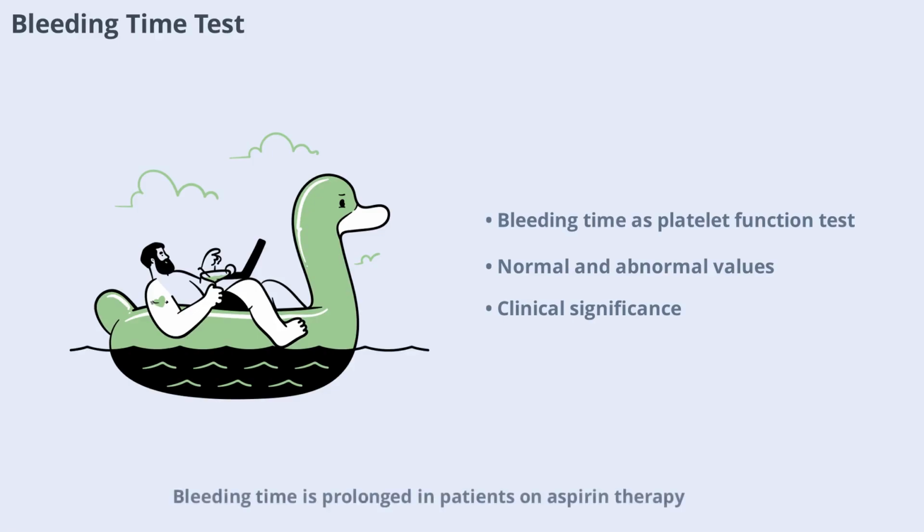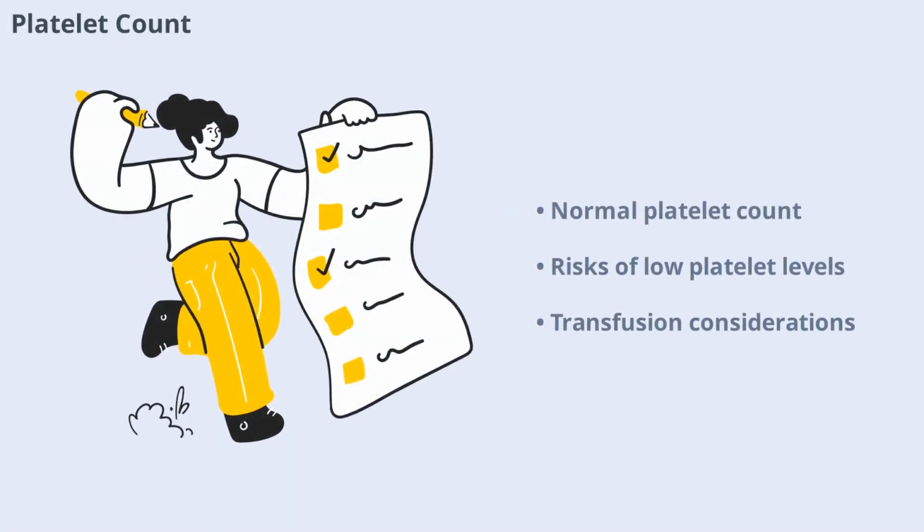Bleeding time is prolonged in patients on aspirin therapy, those with thrombocytopenia, von Willebrand disease, and platelet dysfunction. Accurate measurement is essential for assessing bleeding risk before oral surgery. Normal platelet count ranges from 150,000 to 450,000 per cubic millimeter of blood.